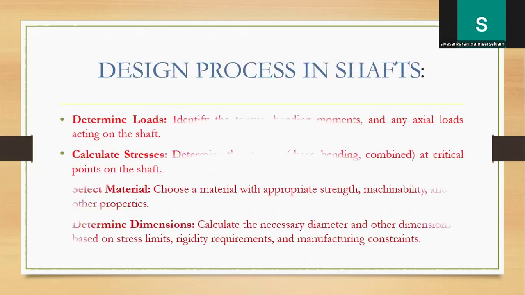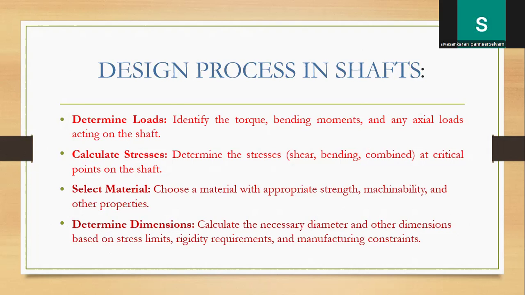Now let us see the general design process in shaft design. First thing, we have to identify the load estimation. How much torque the shaft will be withstanding, the bending moment, and any axial loads acting on the shaft. Calculate the stresses like shear and bending at critical speed, and select the material with appropriate strength and other properties to be considered while designing.